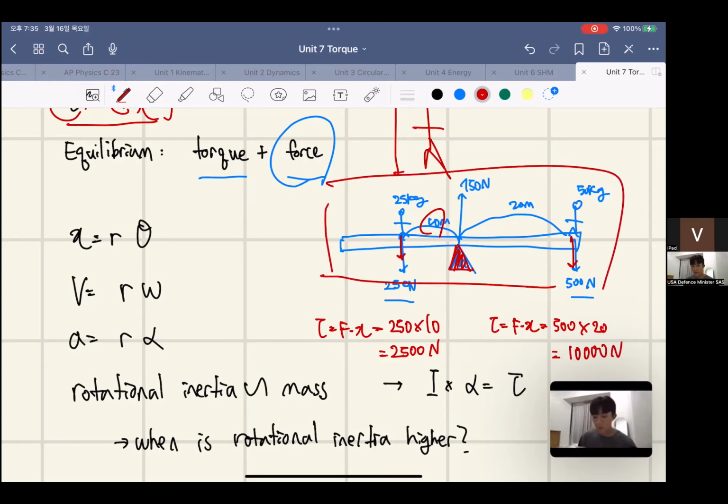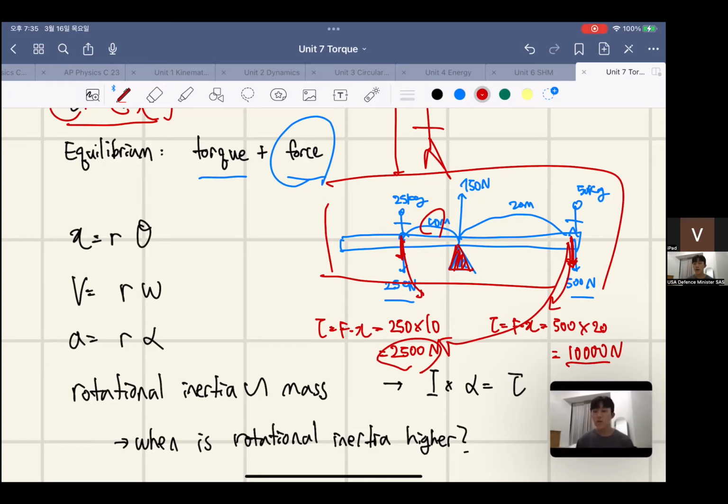Now you can see how in terms of horizontal and vertical force, this seesaw had an equilibrium. However, in terms of torque, the seesaw did not have an equilibrium because the torque caused by one kid was only 2,500, while the torque caused by the other kid was 10,000. It's 4 times greater. Thus, the torque in the clockwise direction is greater than the torque in the counterclockwise direction, meaning that this seesaw would rotate in a clockwise direction. So, of course, this seesaw is not in equilibrium because the torque is not in equilibrium.